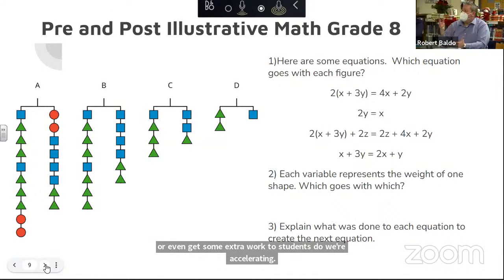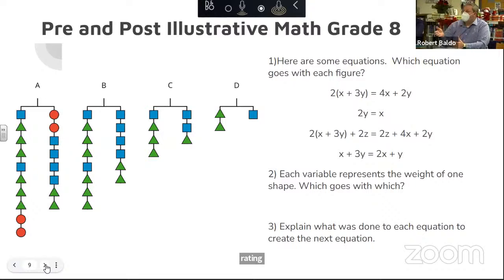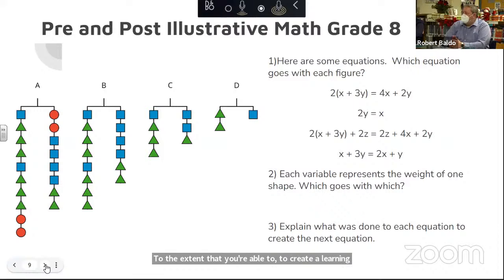Without getting into detail, can I just ask more or less yes or no? I assume that the special education teachers are involved, to the extent that you're able to create a learning environment for some of the special needs learners who maybe don't learn as well in this group environment.